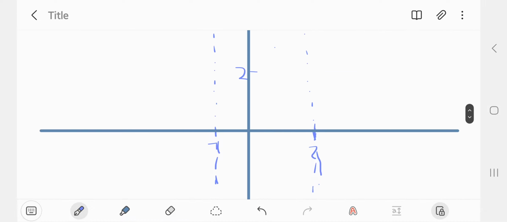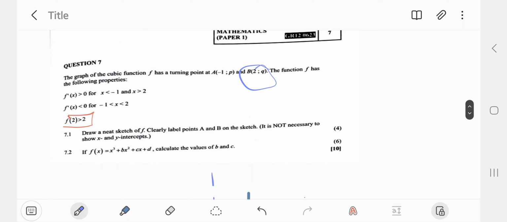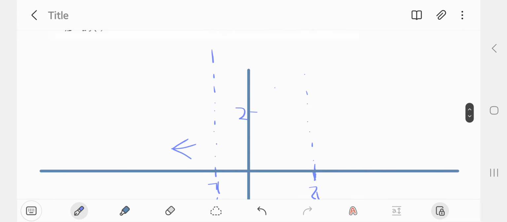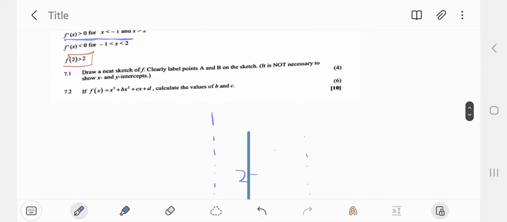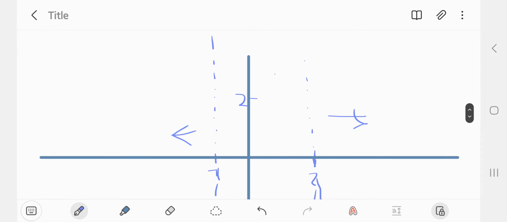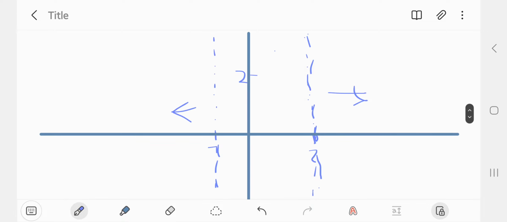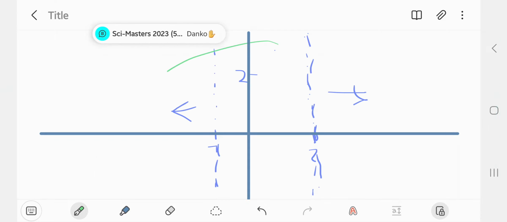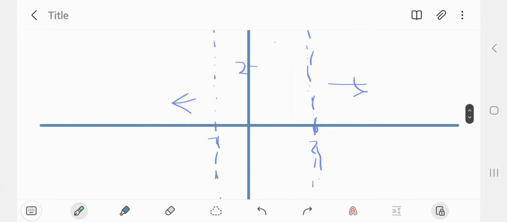So let's just study what they're telling us here. They say that the gradient of the graph is greater than 0 for where x is less than -1, so it's to this side, and also where x is greater than 2, which means it's to that side of that dotted line that we've just drawn here. So that's where the graph is increasing. What we'd actually see is the graph going up like that.